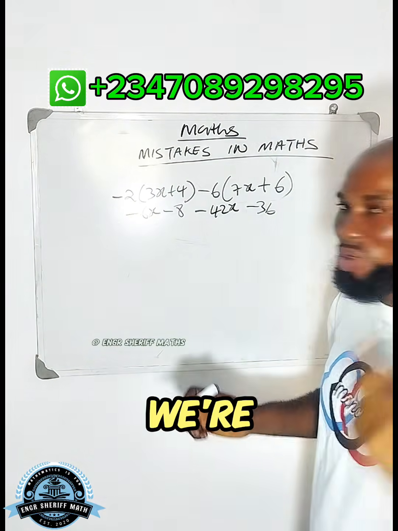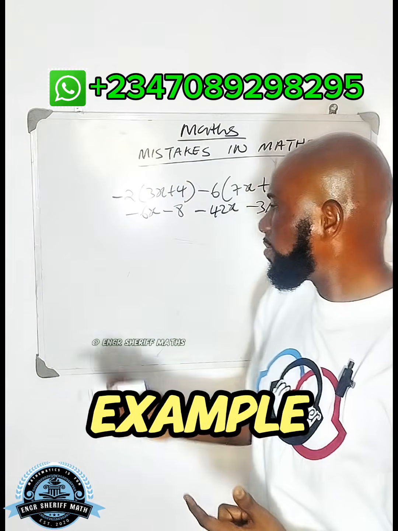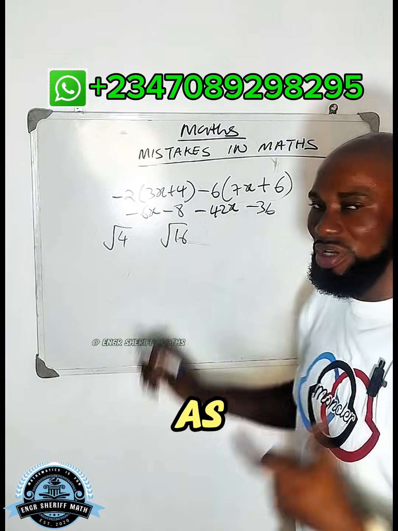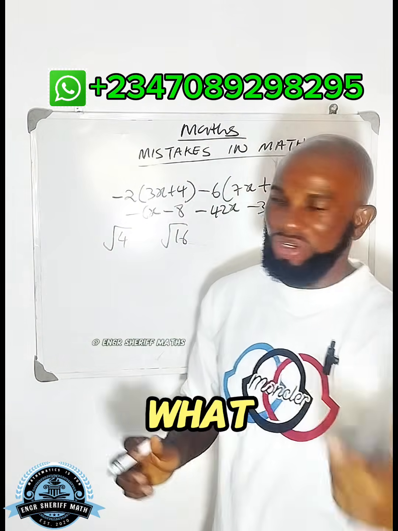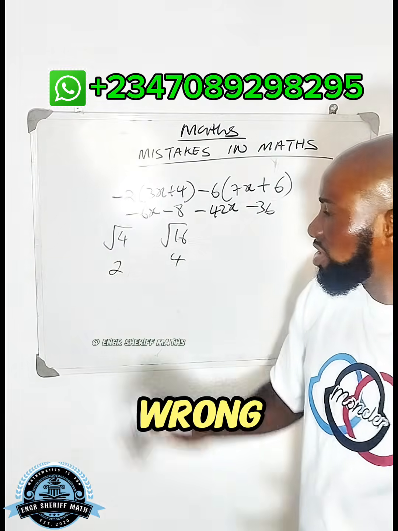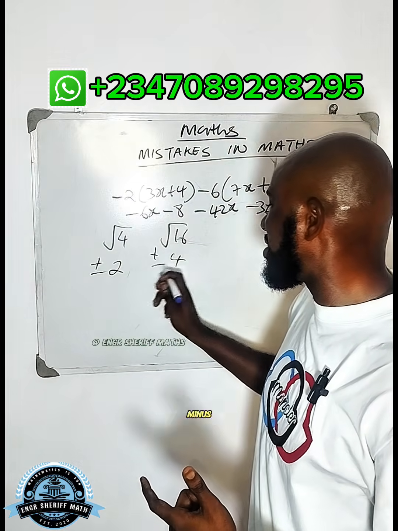Another mistake that we still normally make is with the square root of numbers. For example, when they ask what is the square root of 4 or what is the square root of 16, students take it as only the positive value, for example positive 2 and positive 4. That's totally wrong. The square root of a number is simply plus or minus.